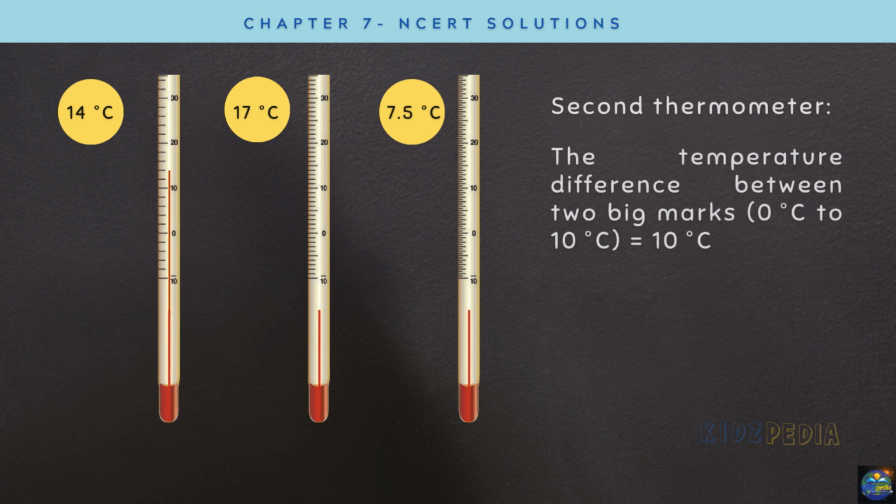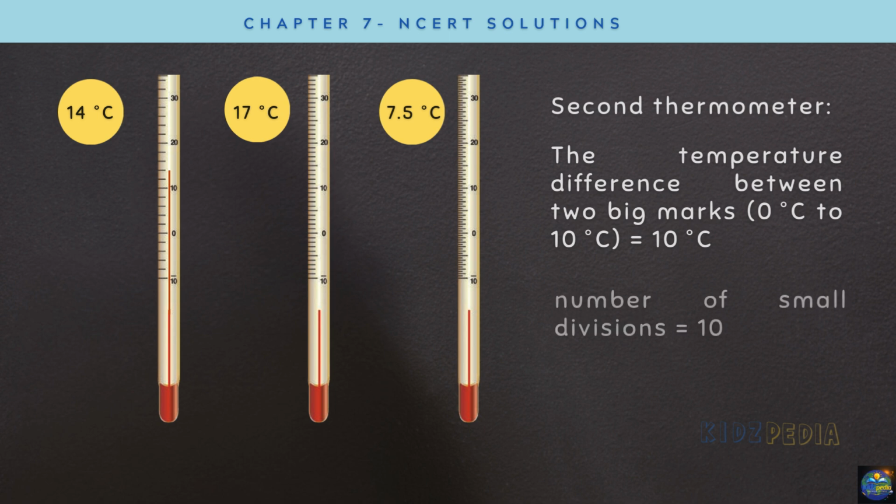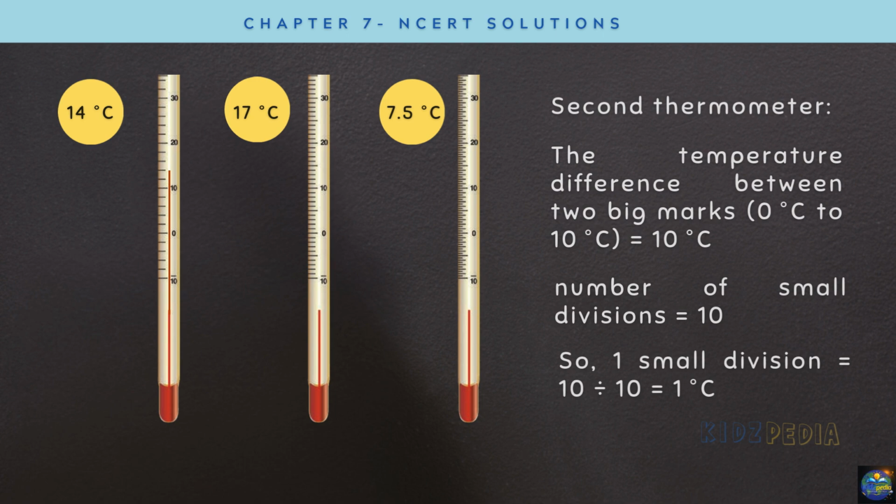Second thermometer, the temperature difference between two big marks is 10 degrees Celsius. Number of small divisions is 10. So, one small division is equal to 10 divided by 10 is equal to 1 degree Celsius. So, for the second thermometer, color the column up to 17 degrees Celsius.